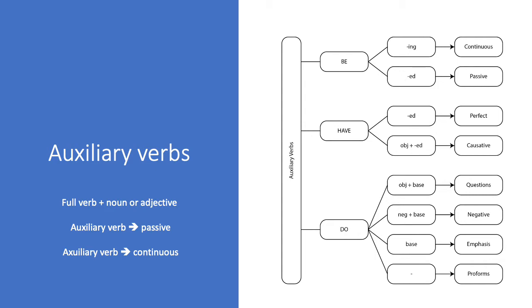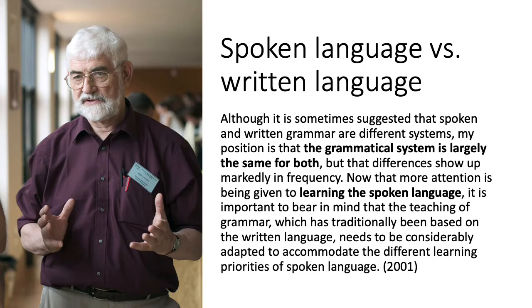These features and many more can all be compared in different genres, domains and registers, which include spoken and written language. Let's hear from Professor Leach again. "Although it is sometimes suggested that spoken and written grammar are different systems, my position is that the grammatical system is largely the same for both, but the differences show up markedly in frequency."